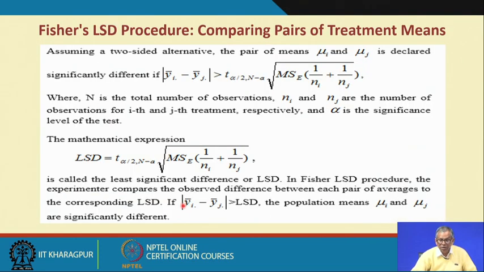Is it okay? So, this is the procedure, that means two-sided alternative. Just refer to this particular case. You may use these notations: n is the total number of observations, and ni and nj are the number of observations for the ith and jth treatment. Later on, when we refer to a particular example, it will be made very clear. And this is the mathematical expression for LSD. Is it okay?